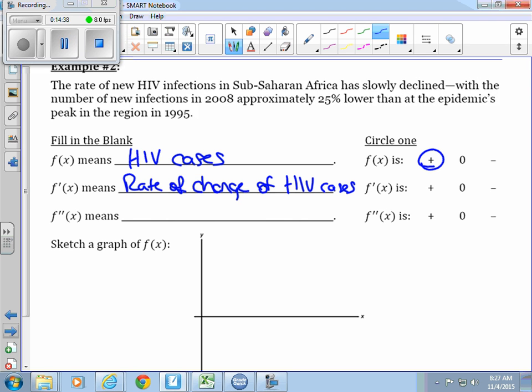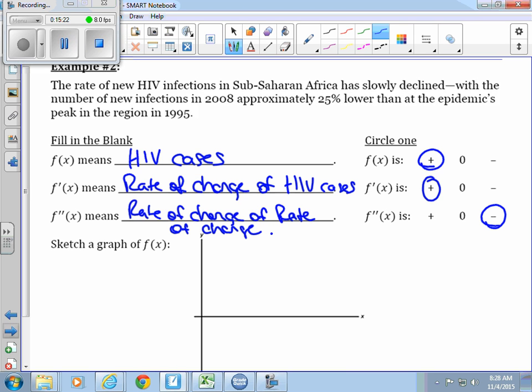Why? Are we getting new HIV cases? So are we adding to the HIV total? Even though it's lower, we are adding HIV cases, even though less. Rate of change of the rate of change. This is talking about the rate of new infections, right? It's declining.